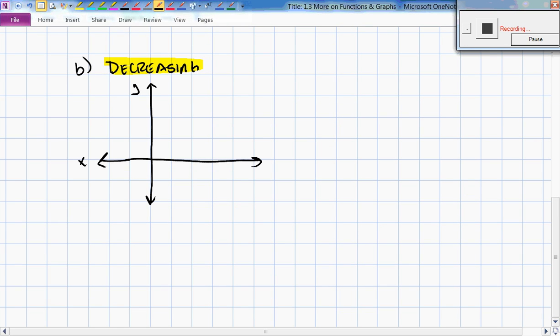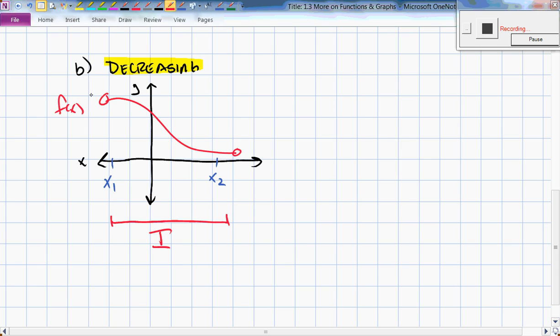And we're going to give ourselves two generic x's for decreasing. So here's x1 and here's x2. And we're going to define our interval between x1 and x2, and the interval is going to be defined as I. And I'm going to give you a function, and your function will look something like this.